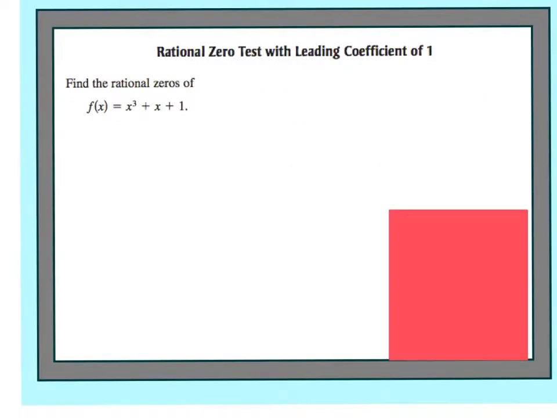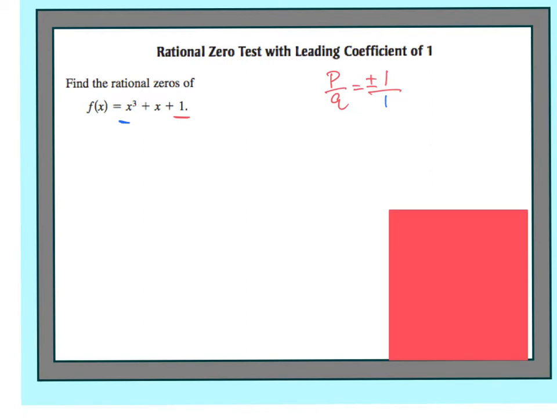So I'm going to find the rational zeros of this one. I have x cubed plus x plus 1. Before we do anything, we need to find our p's and our q's. So how do I find my p's? The factors of my constant term. What are my factors of my constant term? 1 and 1, right? So plus or minus 1, over my q's of what? My factors of my leading coefficient. So it's still what? Plus or minus 1.